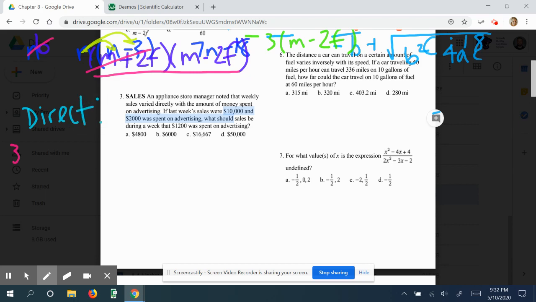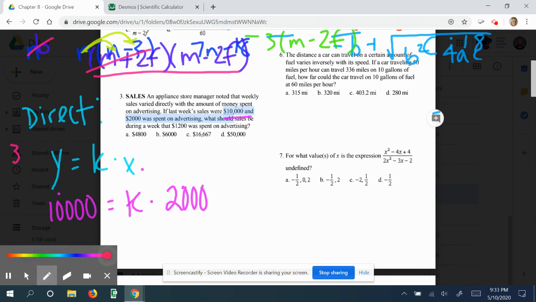Direct variation is this: y equals k times x, where k is some unknown. Now it said that if last week's sales were 10,000, so sales is obviously going to be y, and 2,000 was spent on advertising, that's my x. So we're going to say 10,000 is equal to k times 2,000. What should sales be during a week in which 1,200 was spent on advertising? So that's going to be my new x.